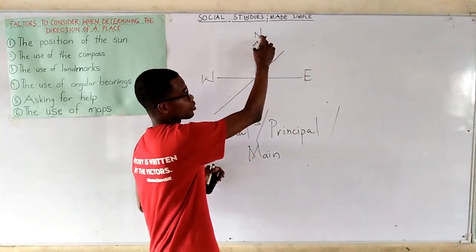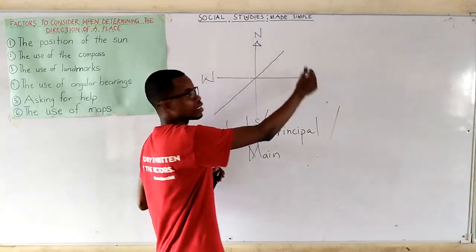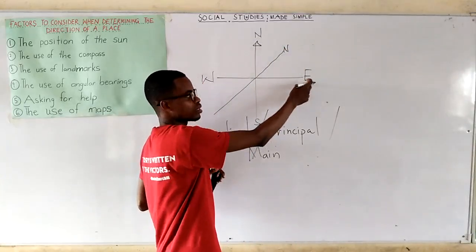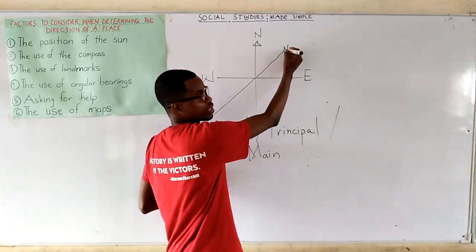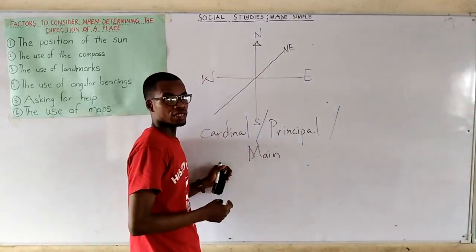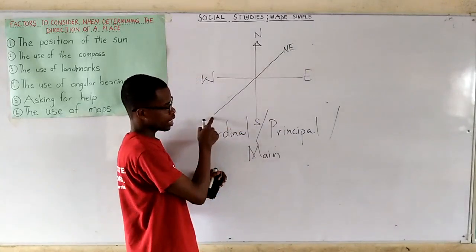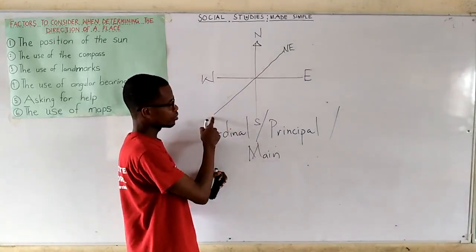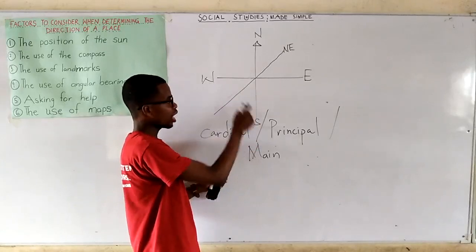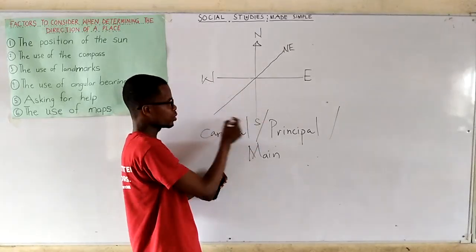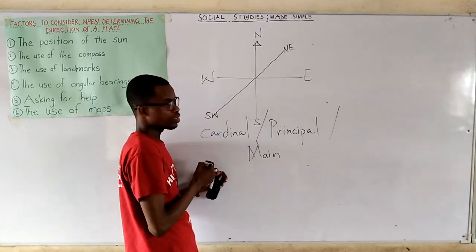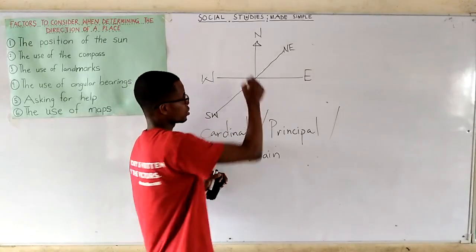Because it falls in between the north and the east, and the north is seen as more cardinal than the east, you bring the north first and then you add the east, and we call it northeast. You come to the other side where you have this and this. We consider this as more cardinal than this, so we call it southwest. I hope you got that and you have been able to draw this.